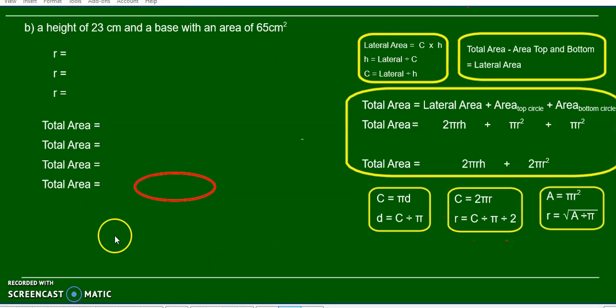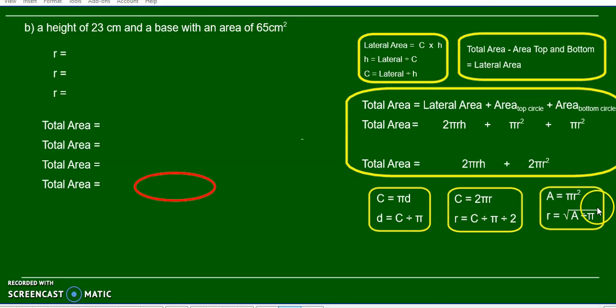How did you do on this one? Okay, question B, we're given the height of the cylinder, and we know the area of the base. So let's look at the formula again. We know the height, but we don't know the radius. But we do know these 2 circles. These are each 65. The area of the base is 65. So we don't have to calculate it, it's given to us. 65 plus 65. But we don't know the r. We need the r to find the circumference and then multiply by the height. So how can we find the r, the radius, if we know the area?